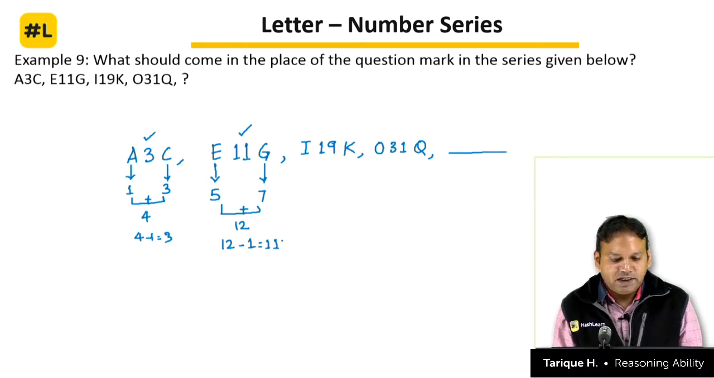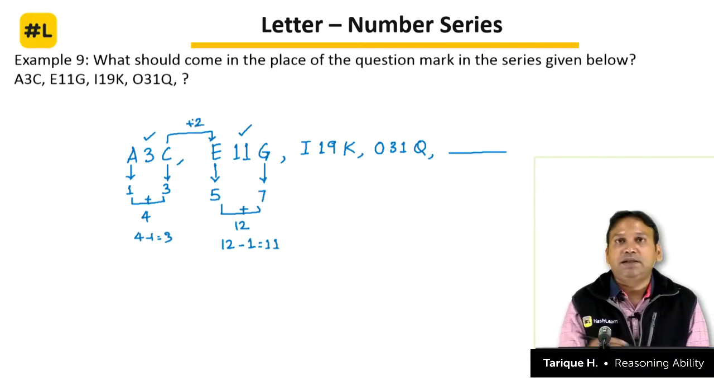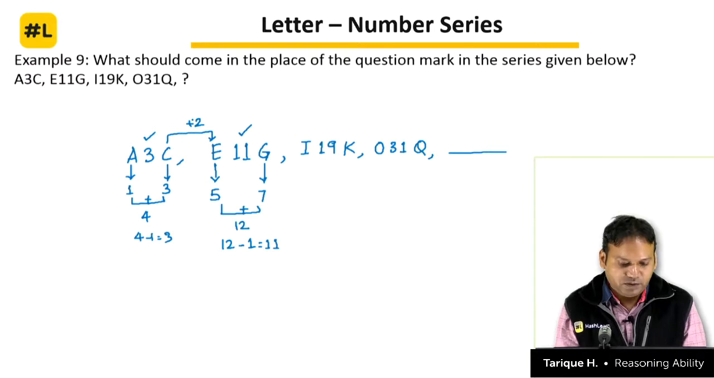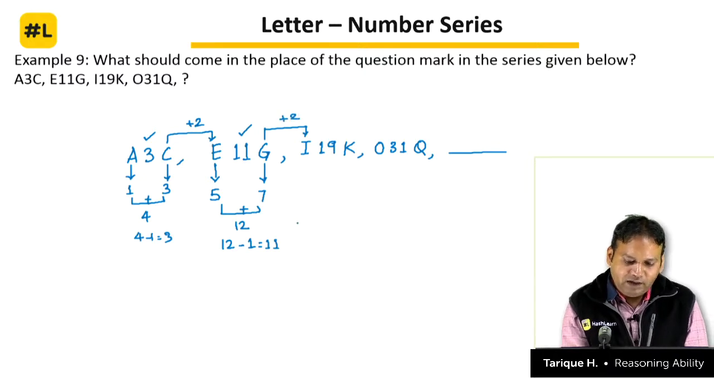The only thing we have to see is whether there is any link between C and E. How do we get E from C? We go plus 2. C D E, so we are going plus 2. Fine, that's understood. Now, is the same link there between G and I? G H I. So yes, it is plus 2.